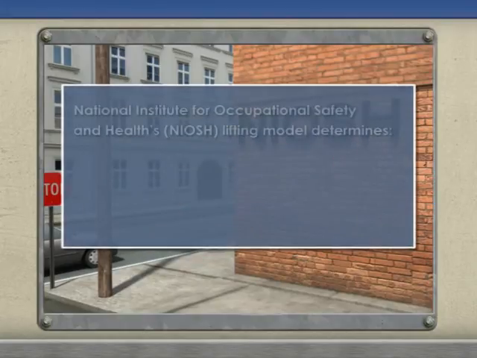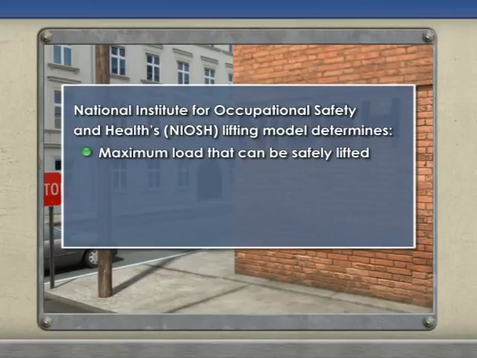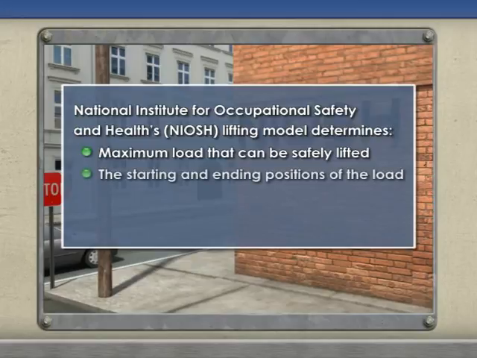For example, the National Institute for Occupational Safety and Health, NIOSH, has established a lifting model that determines the maximum load that can be safely lifted, taking into account how the load is positioned with respect to the body, the starting and ending positions of the load, the frequency of the lift, and the duration of the lift.